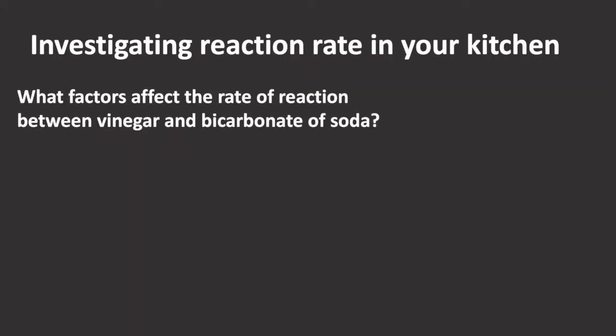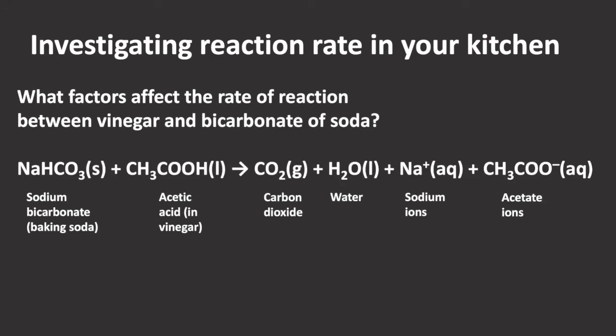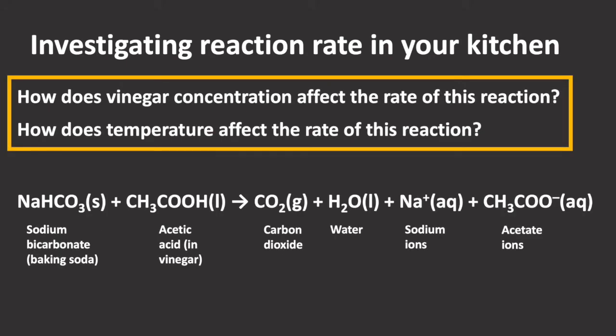I did an experiment at home to investigate the effects of different factors on reaction rate. I was interested in the reaction that occurs between vinegar and sodium bicarbonate or baking soda. In this reaction, sodium bicarbonate reacts with the acetic acid in vinegar to form carbon dioxide, water, and sodium acetate, which dissociates in the water to form sodium ions and acetate ions. In my experiment, I wanted to determine how vinegar concentration affects the rate of the reaction and how temperature affects the rate of this reaction.